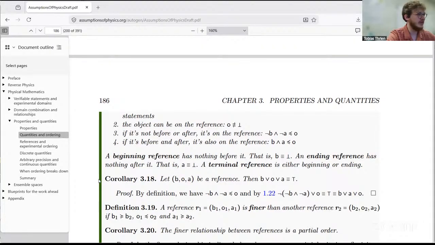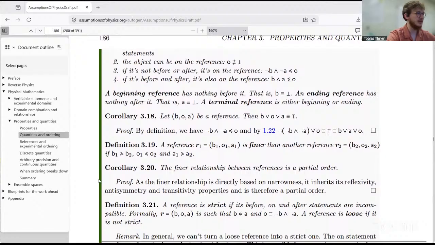A beginning reference has nothing before it. That is, before is equivalent to the impossibility. An ending reference has nothing after it, so after is impossible. A terminal reference is either beginning or ending. Then the corollary: let BOA be a reference. Then before or on or after is certain. So either of them has to be the case.